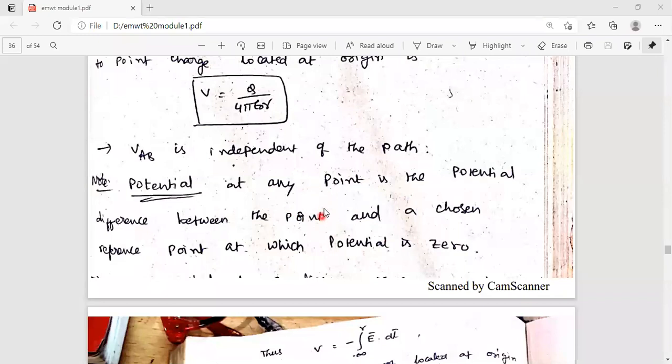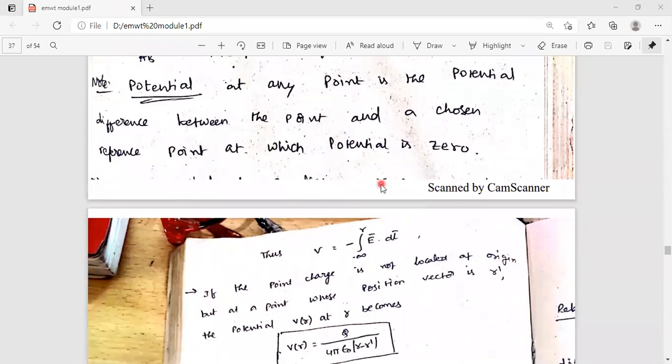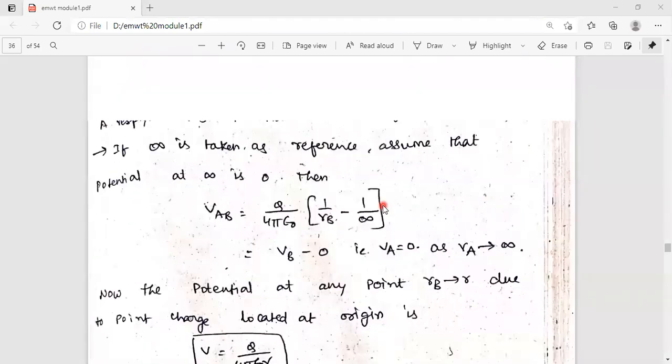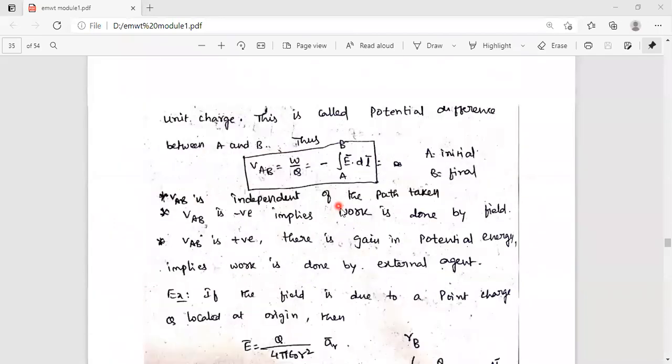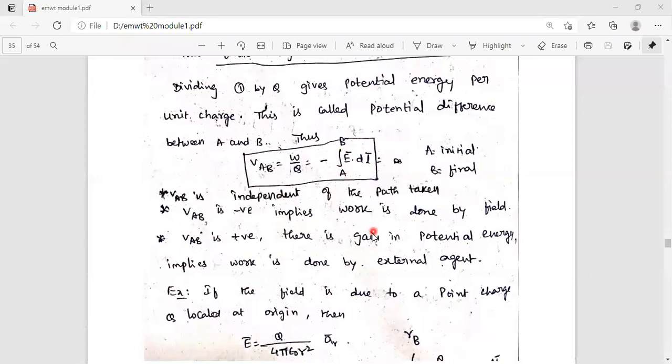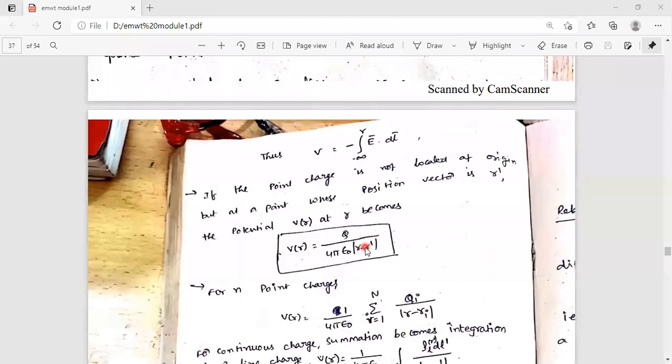This is the assumed point B and the reference point A where the potential is zero. So the general definition of potential is the potential difference between the point where we are measuring and a reference point where the potential is zero. That is defined as potential. Okay, so simply substitute those two limits here, A to B. What is V? V is nothing but minus integral A to B E bar dot dl bar. You take this previous expression and substitute the limits.